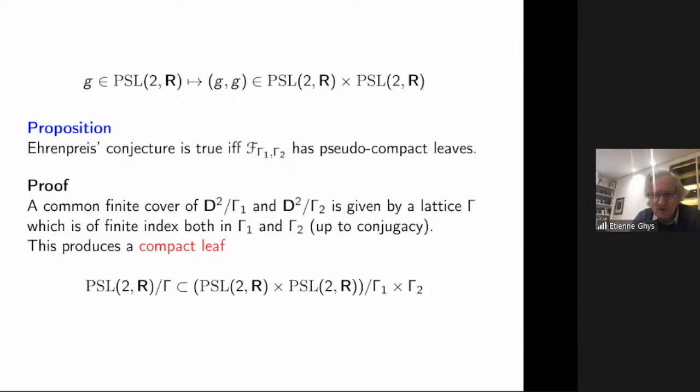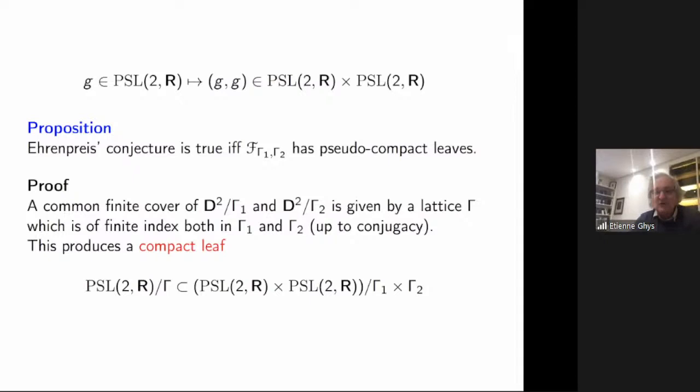Now, if you have such a situation, a common finite cover, this provides a compact leaf for the three-dimensional foliation. You have a canonical compact leaf, PSL2R modulo gamma, where gamma is the common finite index subgroup of gamma 1 and gamma 2, which embeds as a compact three-dimensional manifold in PSL2R cross PSL2R modulo gamma 1 cross gamma 2. So the existence of a common finite cover for D modulo gamma 1 and D modulo gamma 2 is basically equivalent to the existence of a compact leaf for this three-dimensional foliation.